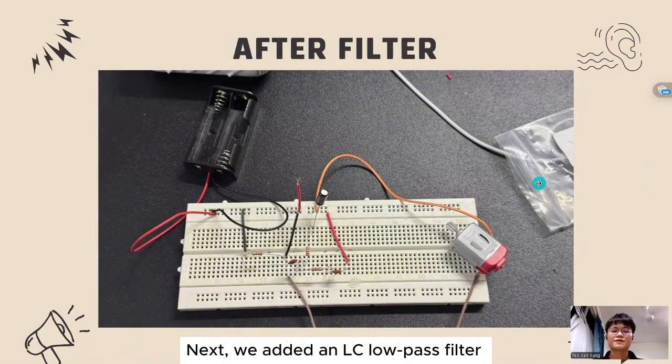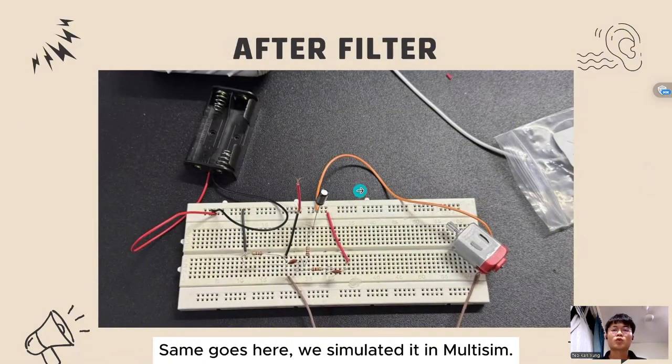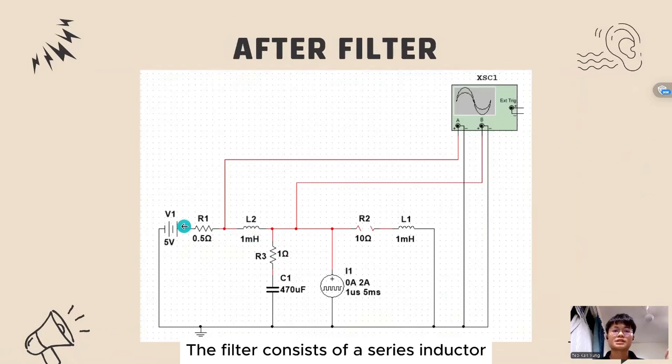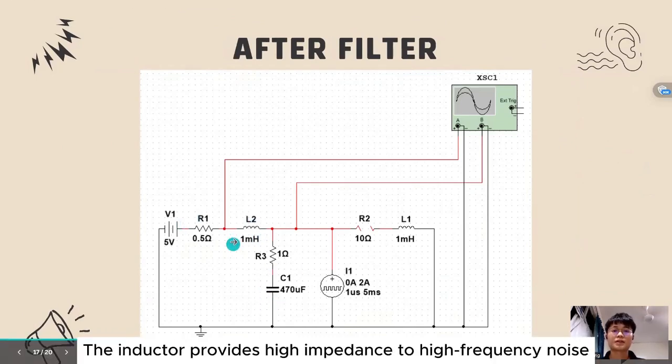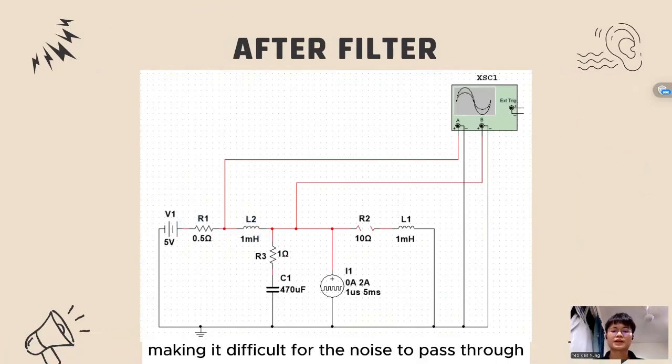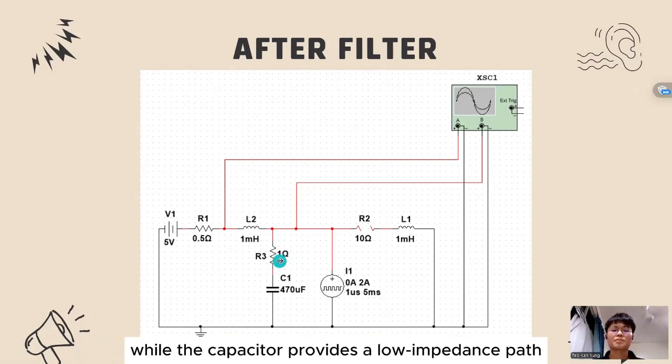Next, we added an LC low-pass filter between the noise source and the load. Same as before, we simulated it in Multisim. The filter consists of a series inductor and a capacitor connected to ground. The inductor provides high impedance to high-frequency noise, making it difficult for the noise to pass through, while the capacitor provides a low impedance path to ground, diverting the unwanted high-frequency components away from the load.